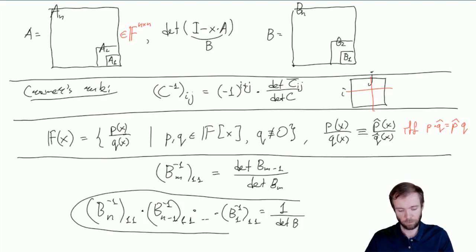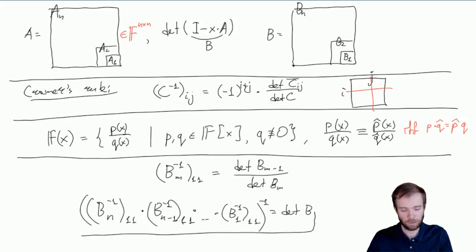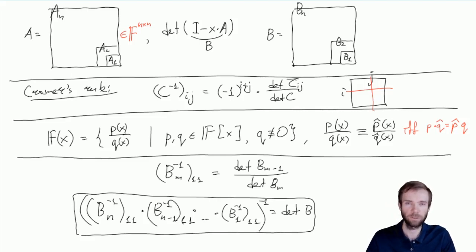So out of this formula we see that the determinant of B, the polynomial whose coefficients we are searching for, can be computed symbolically as follows. If we take the inverse of both sides of this equation, we see that on the right side we'll have the determinant of B, and on the left side we'll have this thing. So we'll now use this formula to compute the determinant of B eventually.